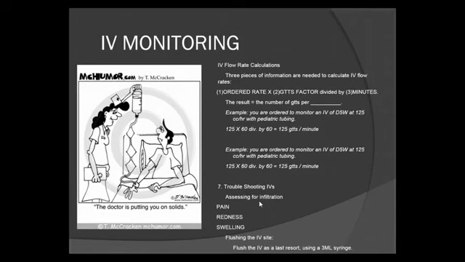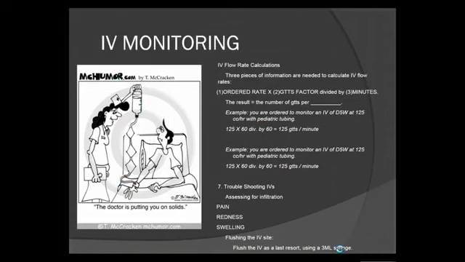An example: you are ordered to monitor an IV of D5W at 125 cc's per hour with pediatric tubing. So you have 125 cc's times 60 drops divided by 1 hour, which you'll need to convert to 60 minutes. This will give you a total of 125 drops per minute. This will be the flow rate at which you need to set the IV.